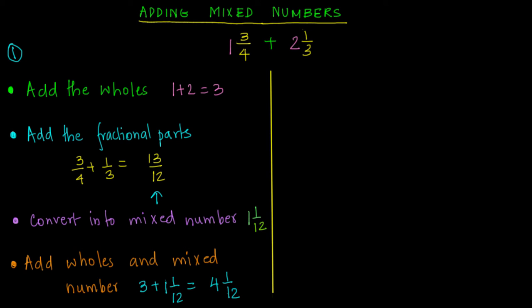So let's review the steps for the two methods. In the first method, you add the two wholes. So 1 plus 2 equals 3. Then you add the fractional parts. 3/4 plus 1/3 equals 13/12. Then you convert this 13/12 into a mixed number, which is 1 1/12. And the fourth step is you add the wholes and this mixed number, and you get 4 1/12.